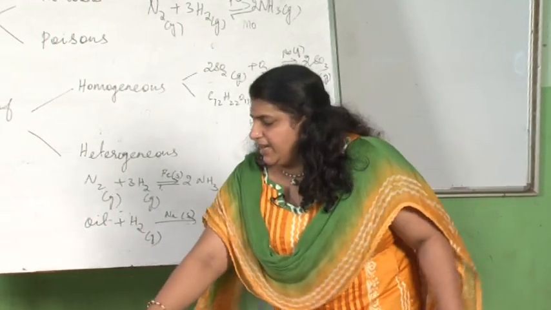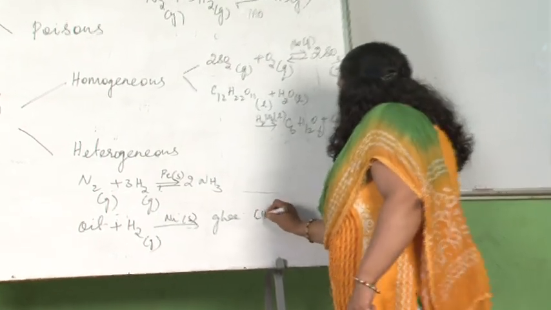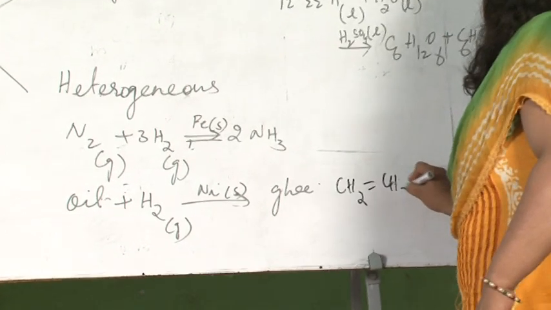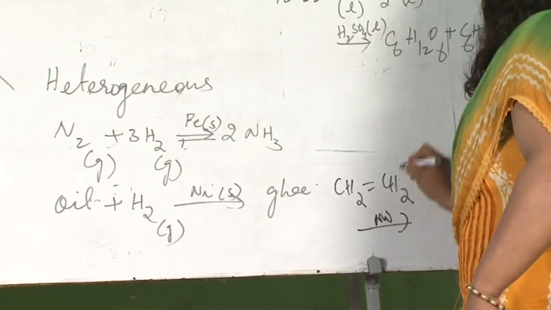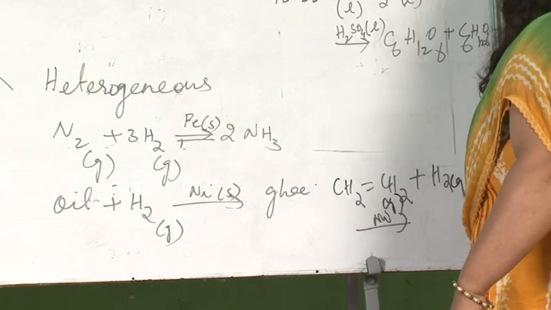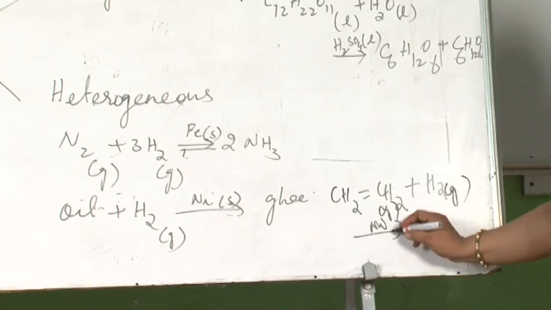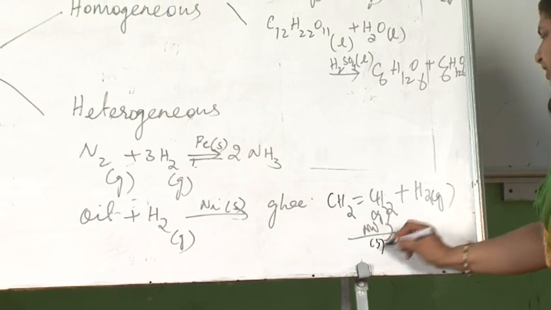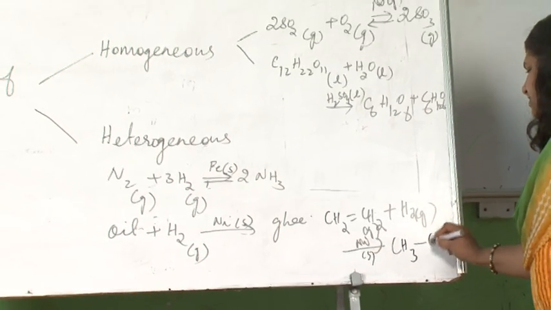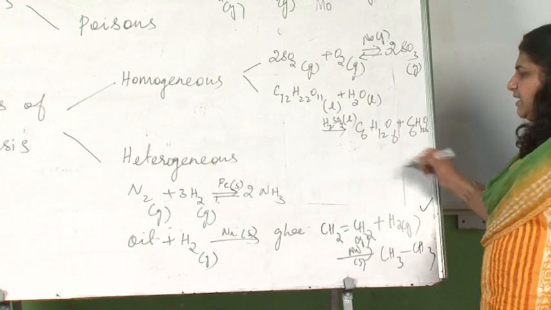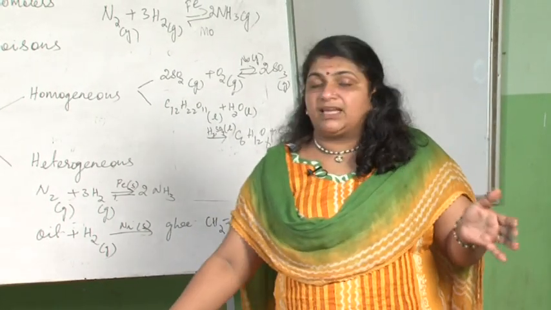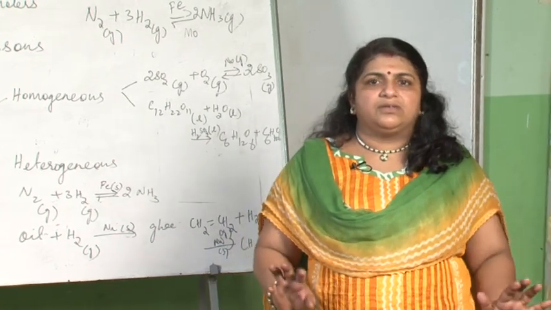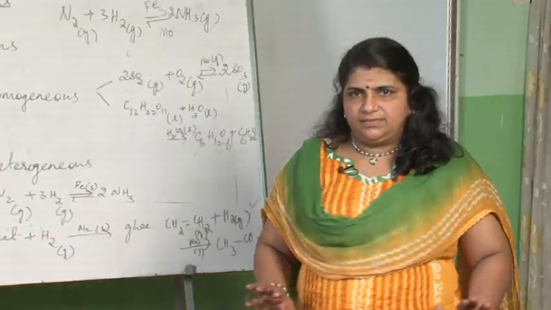Instead of writing that, I can even write like this, CH2=CH2, this is alkene, reacting with hydrogen in presence of nickel. Suppose this is in gaseous form, hydrogen is of course a gas, in presence of nickel which is a solid, you will get CH3 alkane. This is nothing else but catalytic hydrogenation. Reactants are in one phase, catalyst is in another phase. So it is called heterogeneous catalysis.